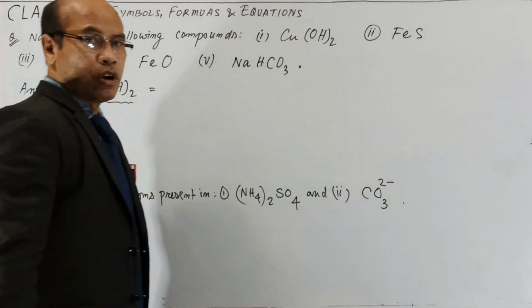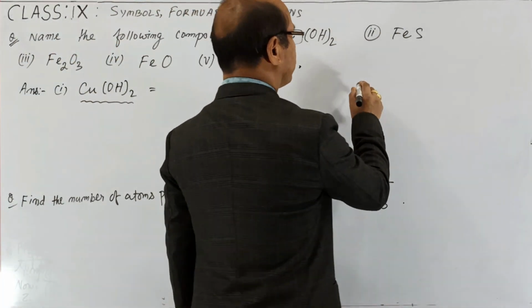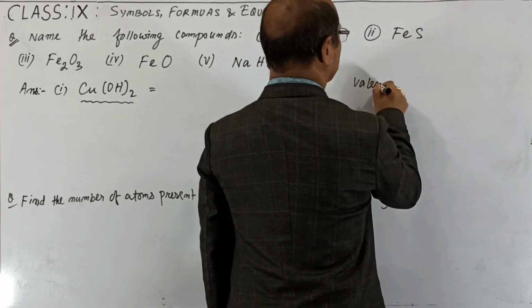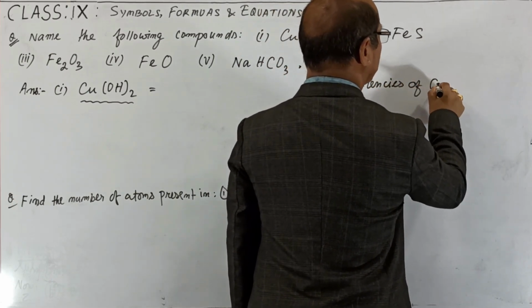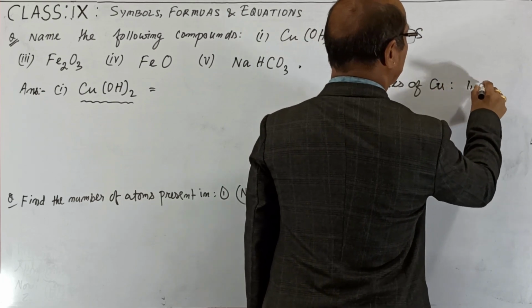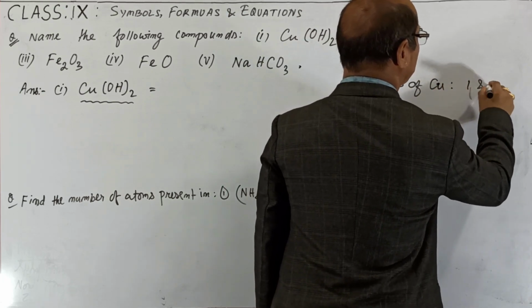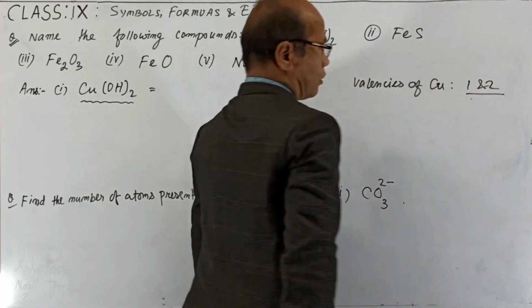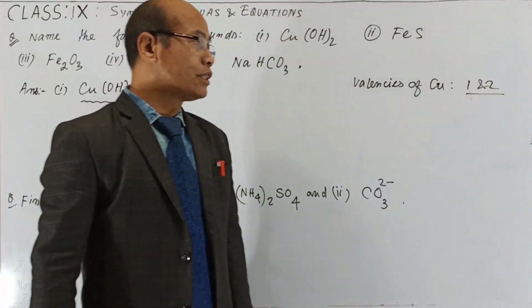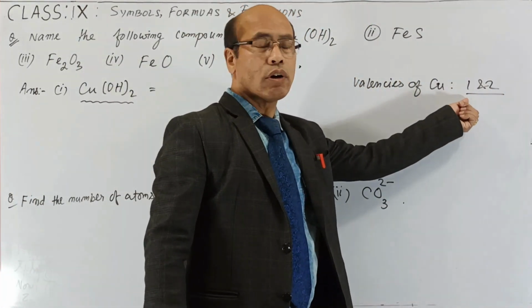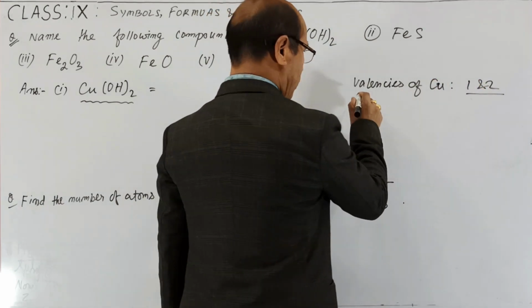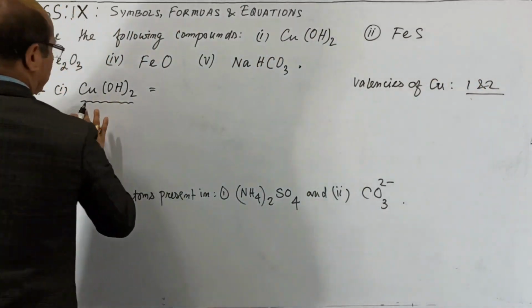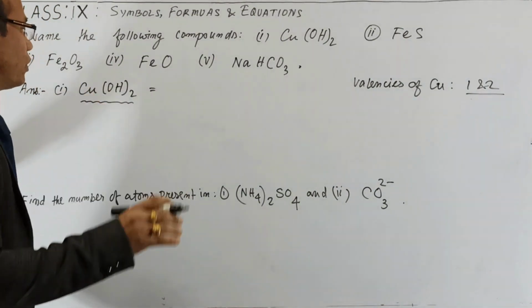But you know, copper has 2 valencies. Valencies of copper, Cu, 1 and 2. Copper has 2 valencies, 1 and 2. 1 is called lower valency and 2 is called higher valency. So for naming the compounds, we have 2 ways of naming.